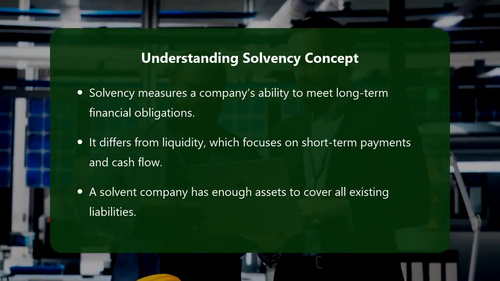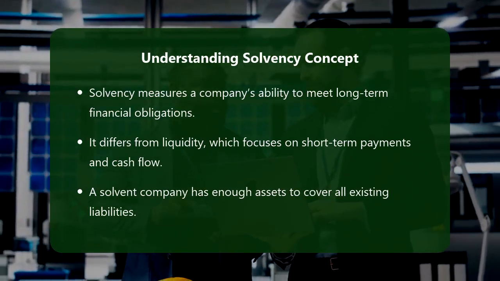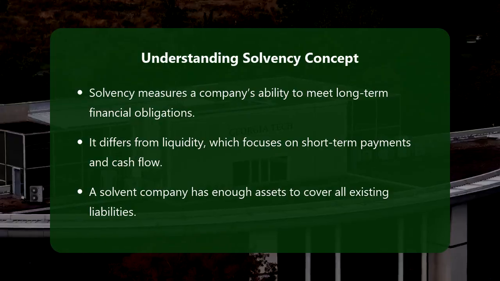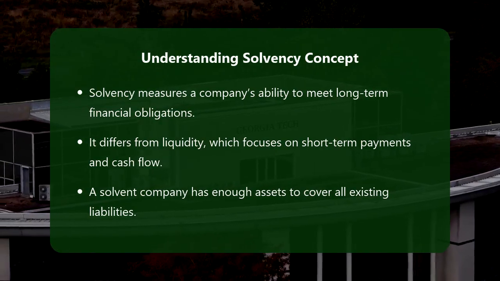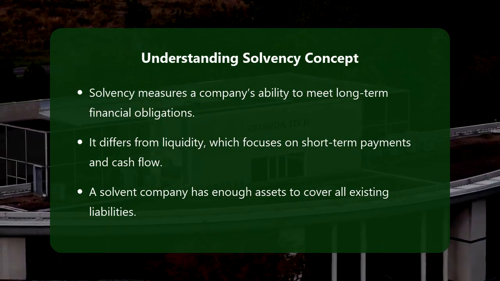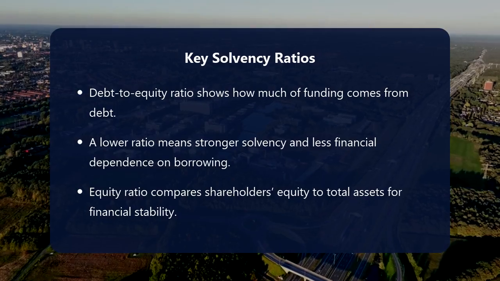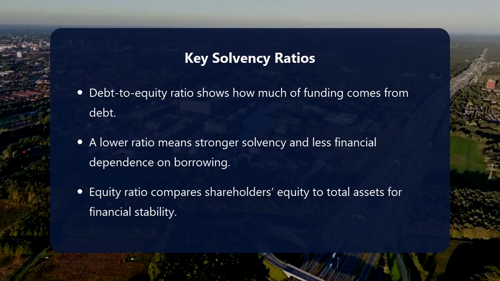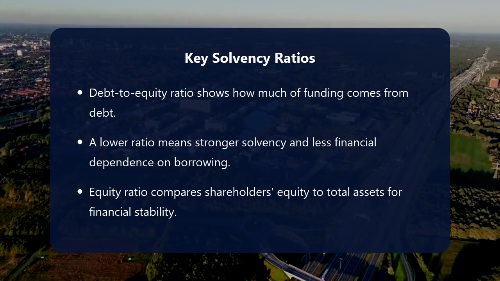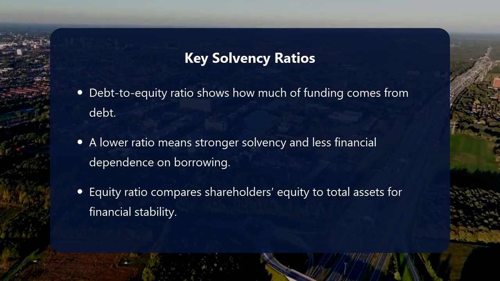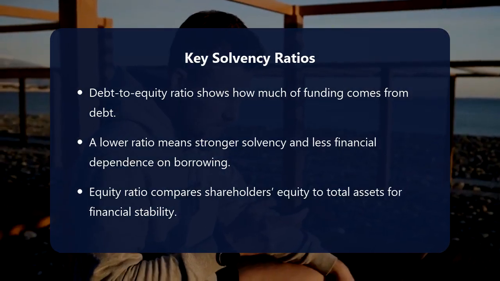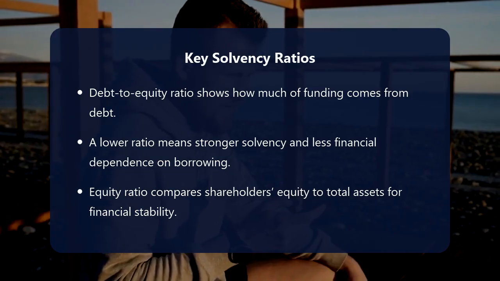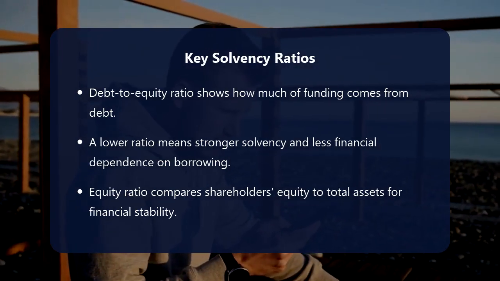Accountants and investors use solvency to understand whether a business can continue operating without financial distress. The most common way to measure solvency is through ratios that analyze the relationship between total assets, total liabilities, and equity. One important ratio is the debt-to-equity ratio, which reveals how much of the company's funding comes from debt compared to owner's investment. A lower ratio generally shows stronger solvency, meaning the company relies less on borrowed money.